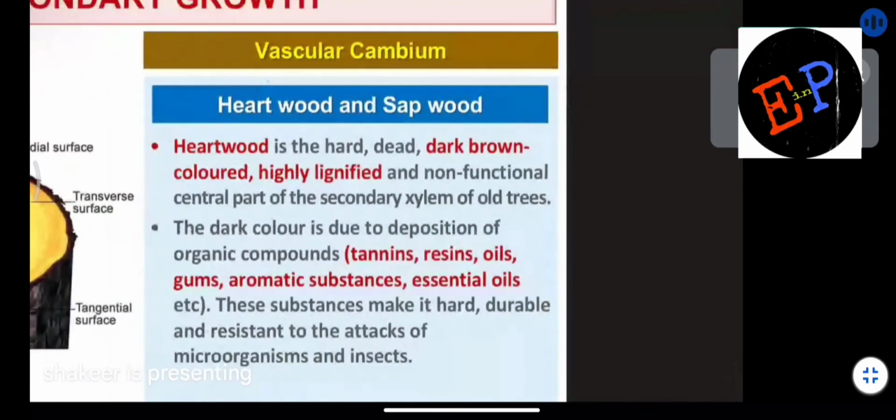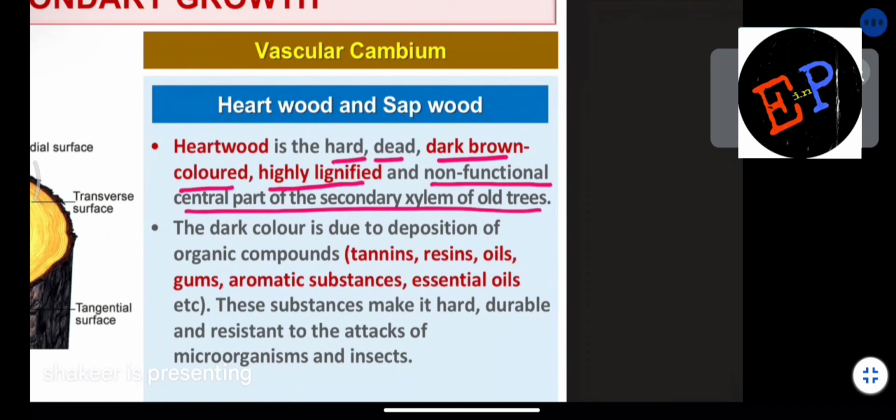So heartwood is the hard, dead, dark brown colored, highly lignified and non-functional central part of the secondary xylem of old trees. It means all these cells are dead cells.